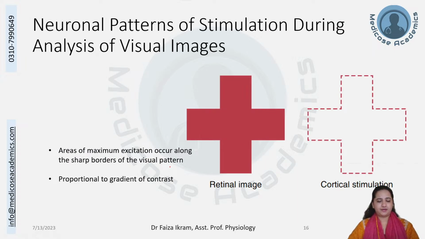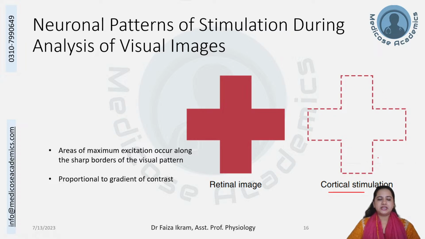This is a beautiful diagram showing what we are looking at. This is the retinal image which is formed. If we, for example, look at this plus sign, this retinal image will be formed. But because of the on-off surround center phenomenon, lateral inhibition, the ultimate image that forms at the level of cortex is like this.